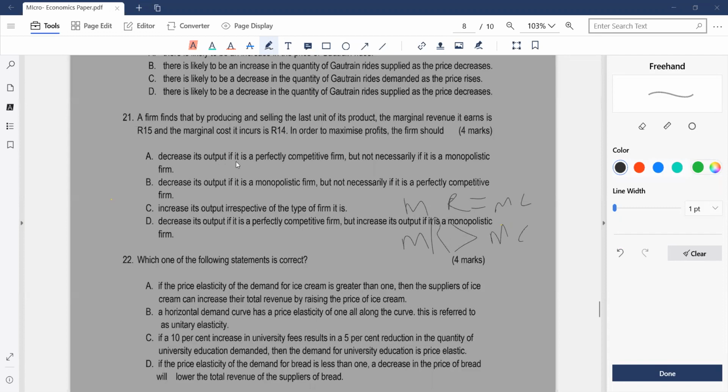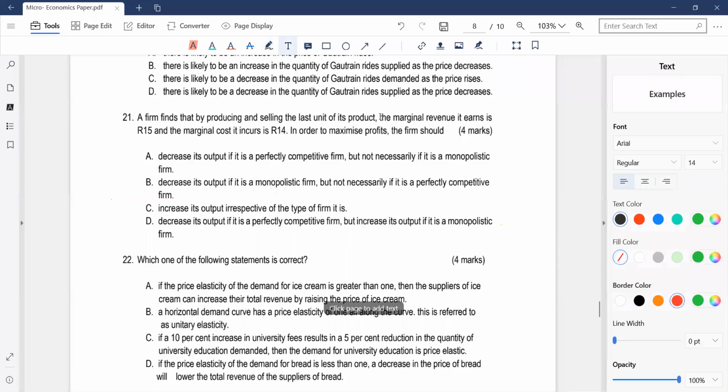It says decrease output, so decrease output is out. Let's look at C. Increase its output irrespective of the type of the firm it is. Yes. I think our answer is C. Let's look at D. Decrease in output. No, this one says decrease, decrease, decrease. So our answer is increase, which is C. Number 21 is C.